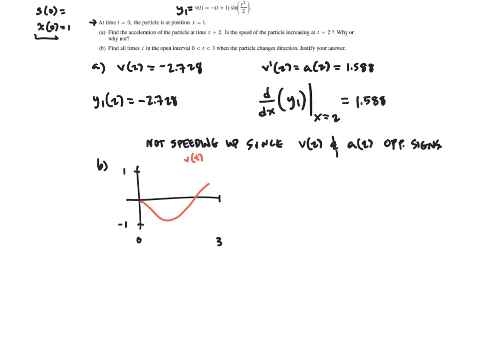So I want to know right here what this point is, because the velocity is going from negative to positive, which means it's going to change direction. From 0 to whatever that t value is at the blue point, the particle will be moving to the left, and then at that time it pauses and then starts moving to the right.